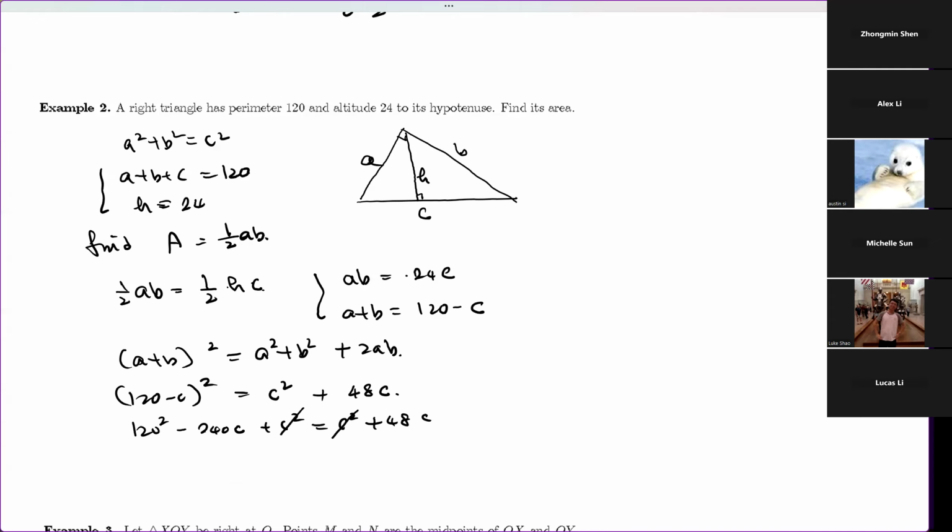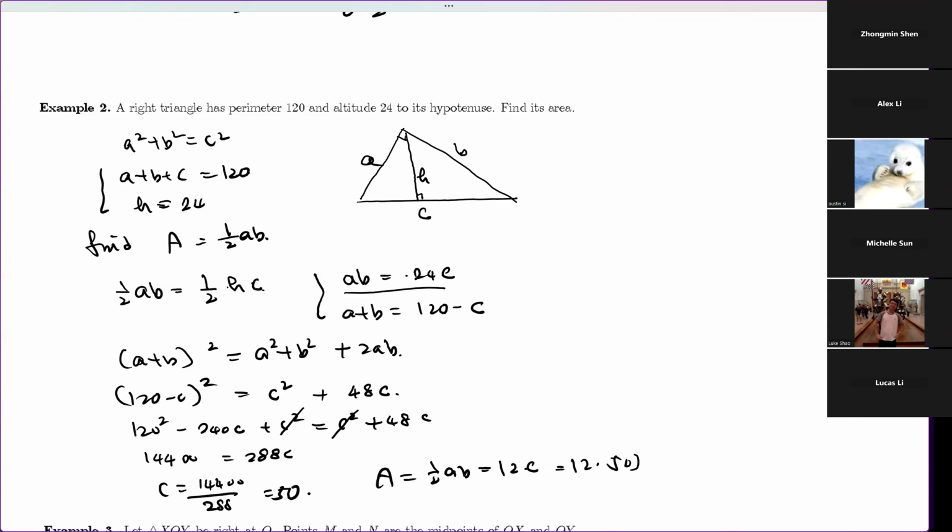And then you move the other term to the other side. It's 120 squared equals 288C. If I use a calculator, I can do the computation much quicker. So C is actually 50. Once you get C, then you get the area. Because of this identity here, the area is half of AB, which is 12 times C. You already know C, so it's 12 times 50. So that'd be 600.